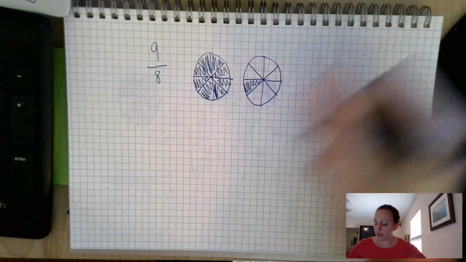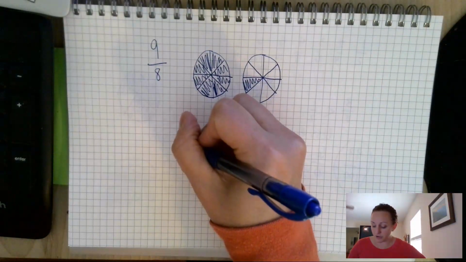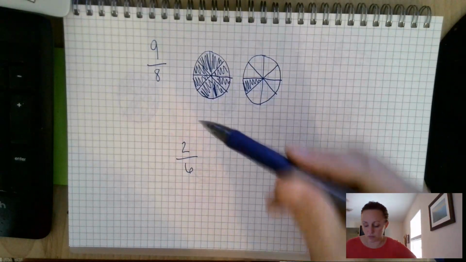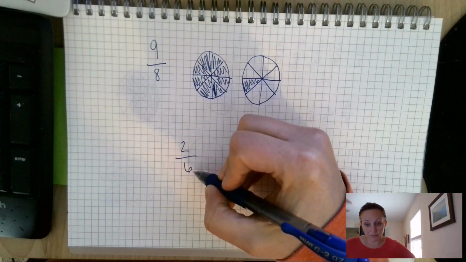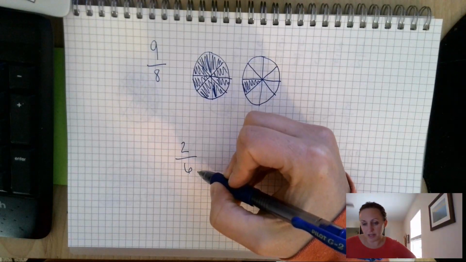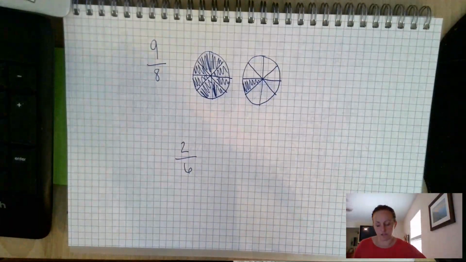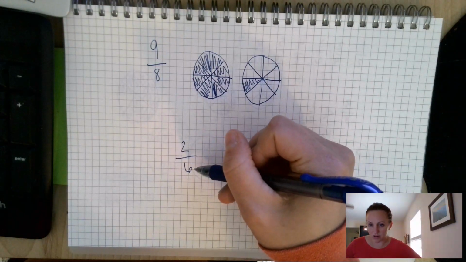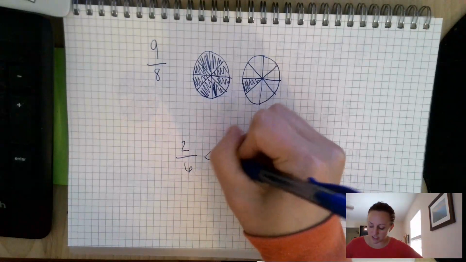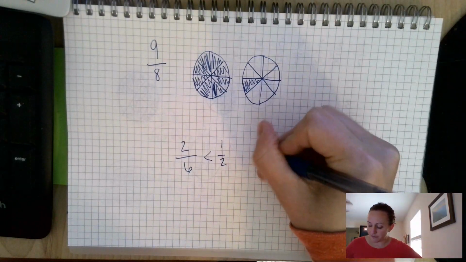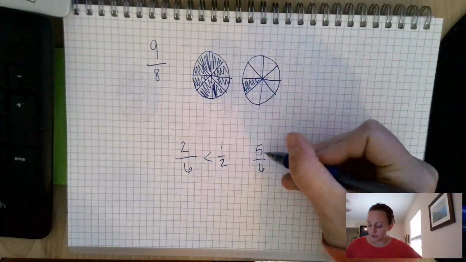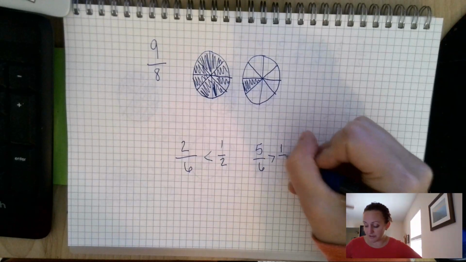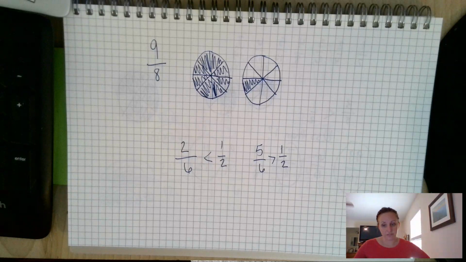If I have a fraction, any fraction, let's say I have 2/6, and I want to see, is this bigger than 1/2 or smaller than 1/2? I'm going to double my numerator. If it's still smaller than my denominator, my fraction is smaller than 1/2, right? 2 times 2 is 4, 4 is less than 6, so this fraction is less than 1/2. Let's say I had 5/6. 5 times 2 is 10, that's bigger than 6, which means that fraction is bigger than 1/2.